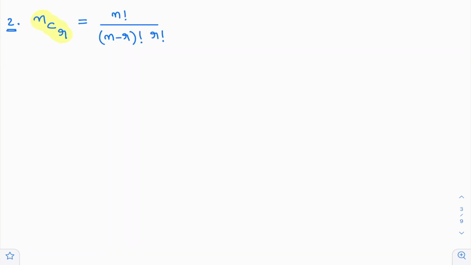Next about binomial coefficient. NCR formula, NPR formula you already learned. NCR is n factorial divided by n minus r factorial into r factorial, right? This is also known as binomial coefficient. I'll tell you after binomial expansion why NCR is called binomial coefficient. All those things we'll discuss.